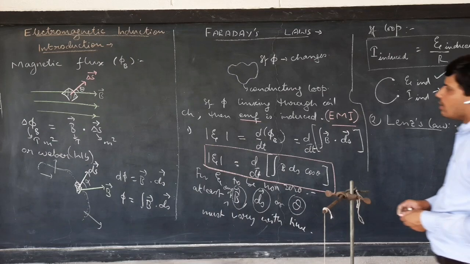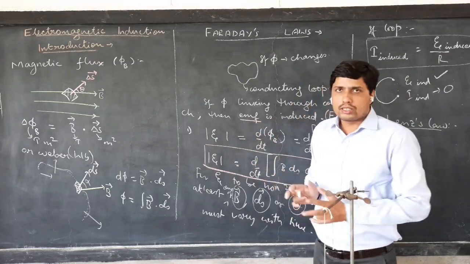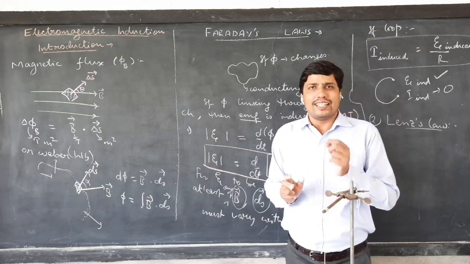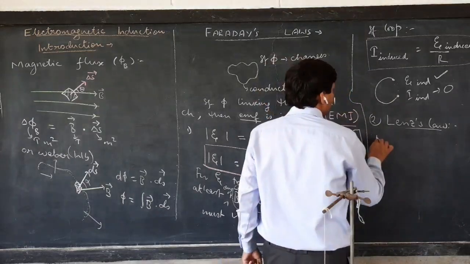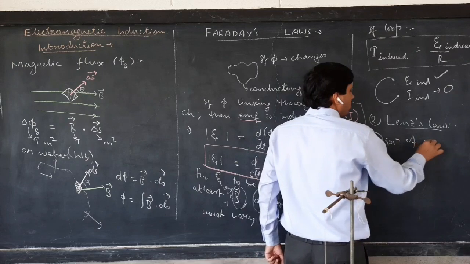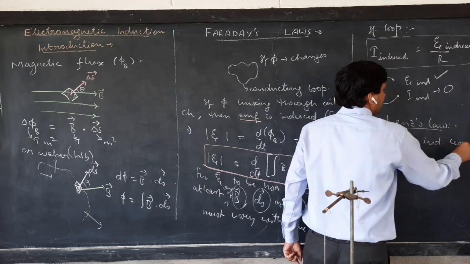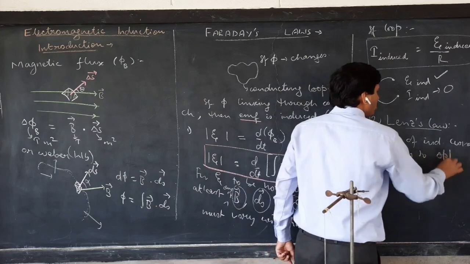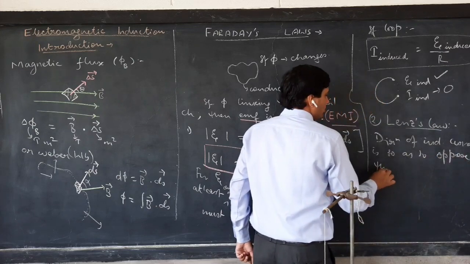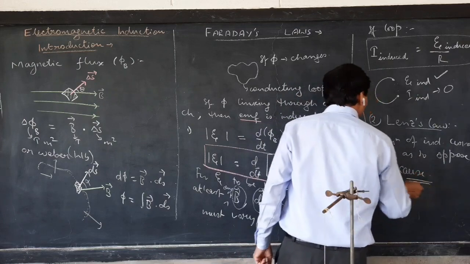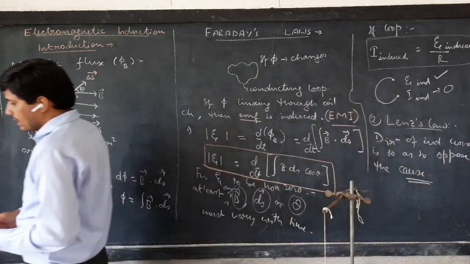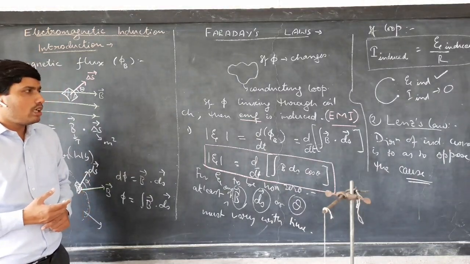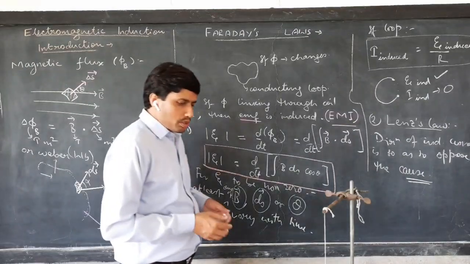This law suggests that whenever magnetic flux through a coil changes, EMF is induced, no doubt. The direction of induced current is so as to oppose the cause. It opposes the very cause that causes the electromagnetic induction in a particular loop. Clear? So let me summarize before starting some demonstrations.